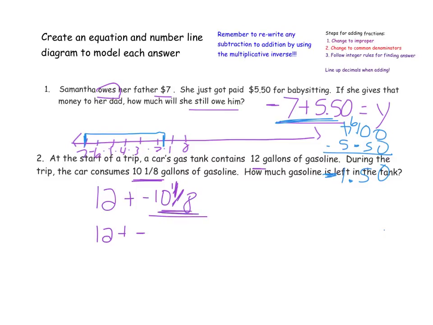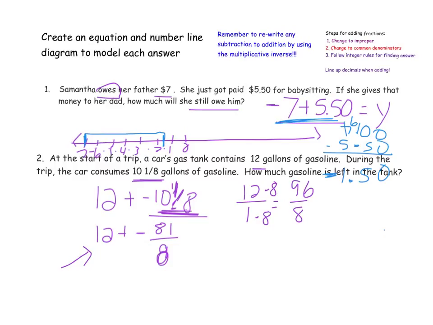We have to change this into an improper. So 8 times 10 is 80, plus 1 is 81. The denominator stays the same. Now we need to change into like denominators. So I need to change that 12, and I always do this off to the side, 12 into something that has 8. So I know we're going to multiply by 8, so I ended up with 96.